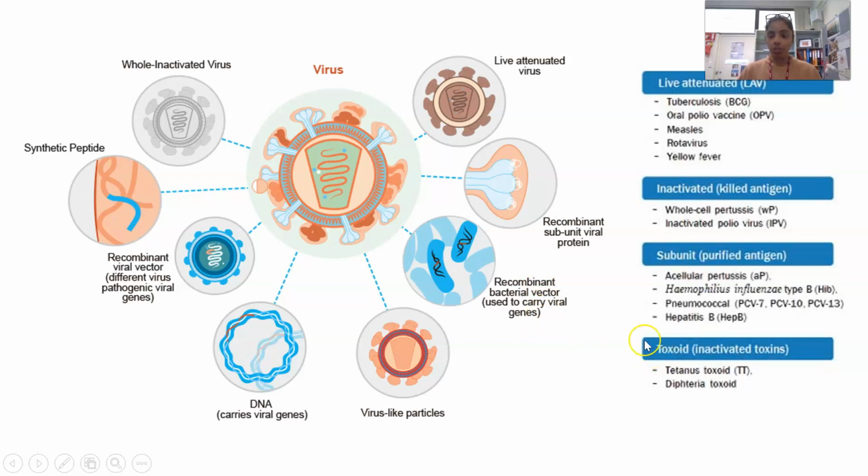We also have toxoid vaccines. So a toxoid refers to an inactivated toxin. So bacteria secrete toxins. If we produce a toxoid that mimics the toxin, but it is unable to make you sick, we can then mount an immune response to that.